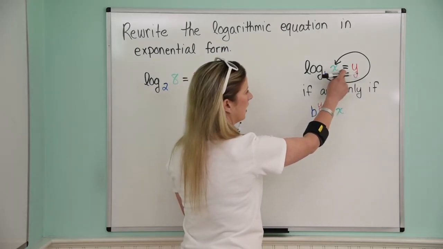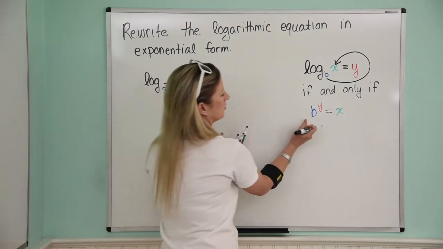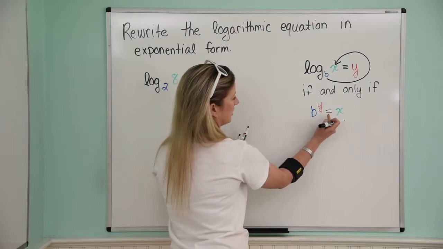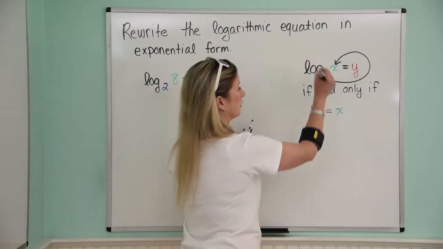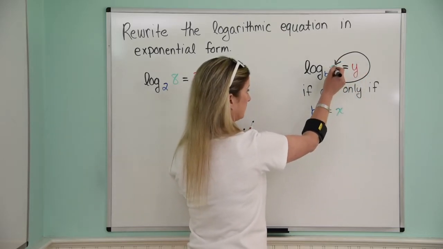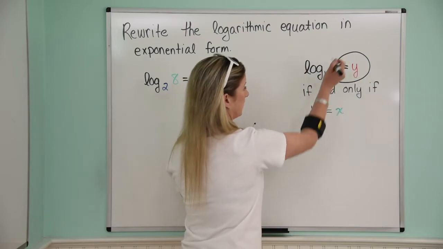So b to the y equals x. Think about going around in a circle: here's the first thing I write, the second thing I write, the third thing I write, you put everything in the order of the circle. So b to the y equals x, right? You start over here and then you end right here. b to the y equals x, all right?